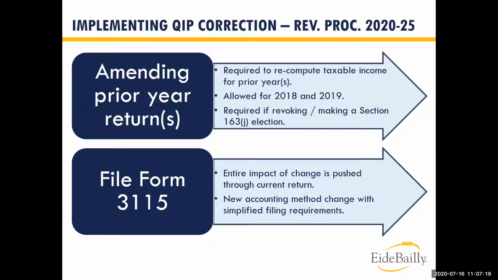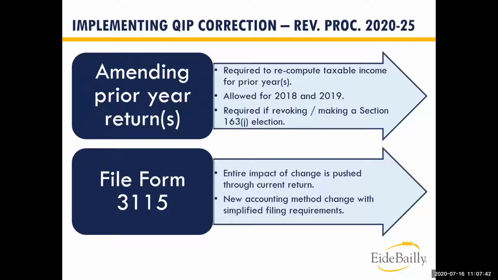So as an alternative, instead of amending returns, taxpayers do have the option to file a Form 3115 change in tax accounting method. And this is often significantly easier to implement. Either way, you're getting the cumulative impact. You're going to get the benefit of all the deductions that you would have been required to.